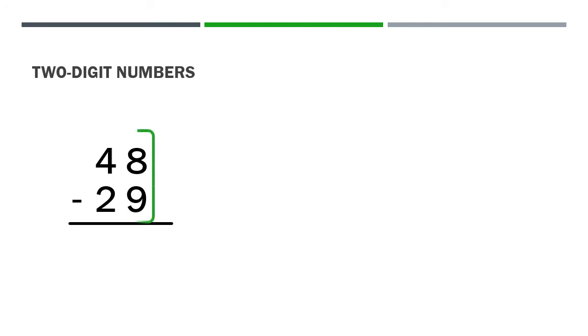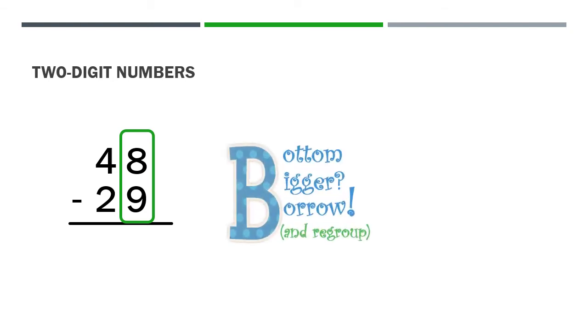Let's see subtraction with two-digit numbers. So say I have 48 minus 29. Remember, I start in the ones column, and I have to ask myself, bottom bigger?